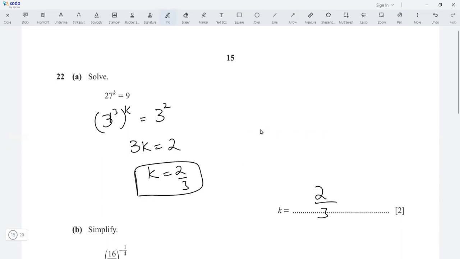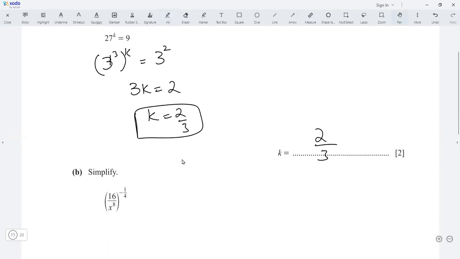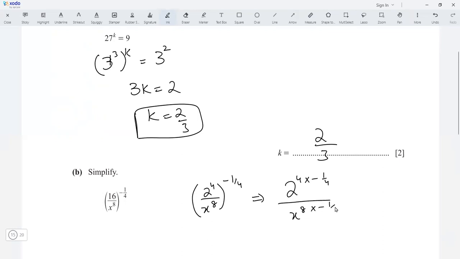So next question is simplification. We have to simplify this fraction. So the whole power is being multiplied. We have to do the prime factorization of 16. 16's prime factorization is 2 raised to the power of 4, whole power minus 1 by 4, and whole divided by x raised to the power of 8. So the power of a power is going to multiply with both the numerator and denominator. So 4 times negative 1 over 4, whole divided by x raised to 8 times minus 1 by 4.